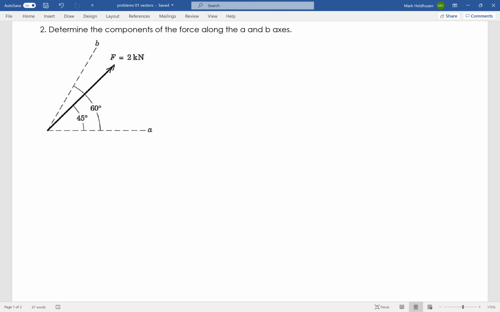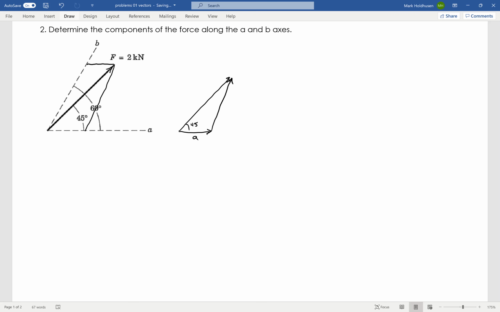So what we do here is we draw, again, those lines parallel to the axes that we're looking at, like so. Okay, and we have a triangle that looks like this. I'll just redraw the triangle here, but that's basically the triangle that I'm looking at. Again, I've got this 2 kilonewtons going up at 45 degrees. Okay, and then I've got this line and this line.